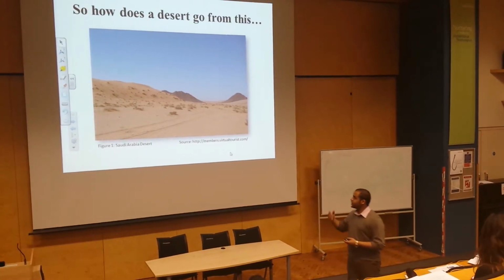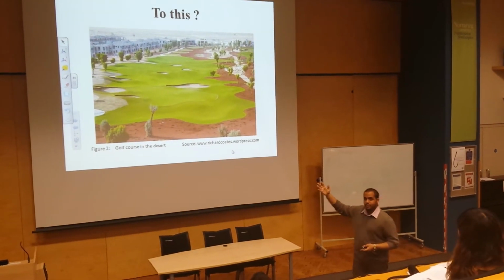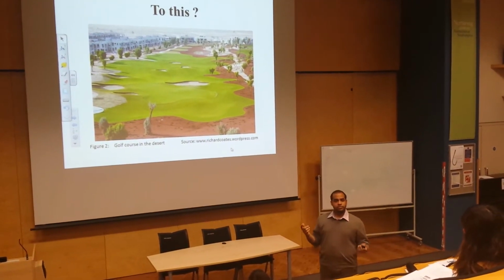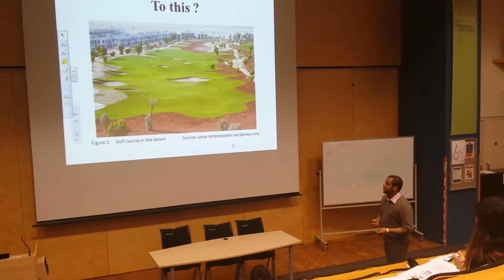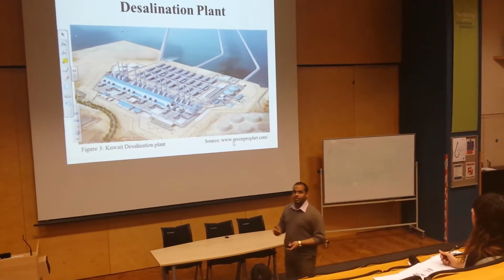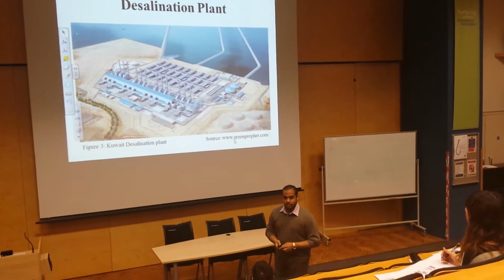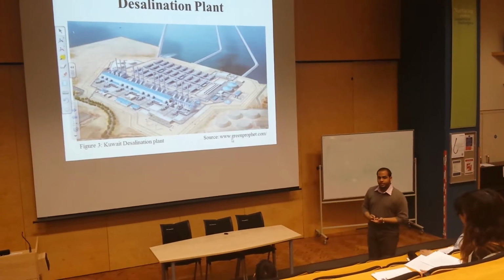In this harsh desert climate, fresh water is a scarce and valuable resource. So, how does the desert go from this to this? Anyone knows? Okay, the answer lies in this gigantic machine called a desalination plant. From this we can enjoy and use water.